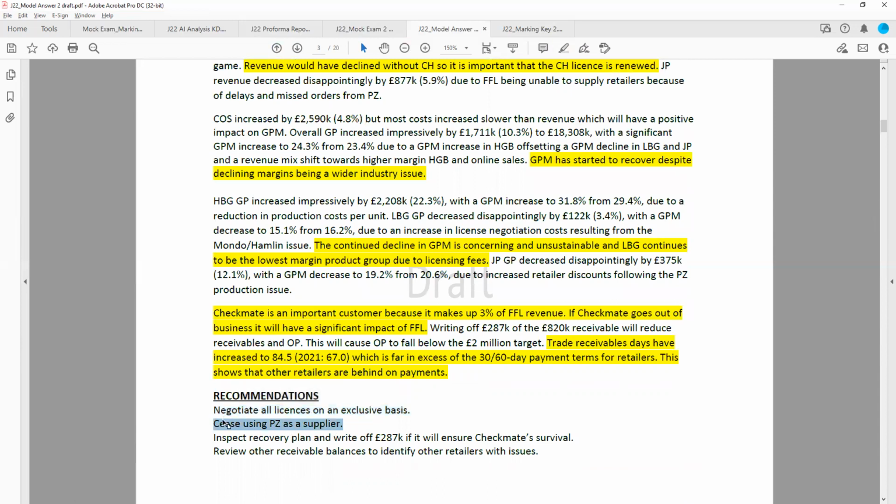PZ has been a problem in the past. It's caused a problem this year. Jigsaw Puzzles has gone down because of it, and Jigsaw Puzzles had done quite well before then. So cease using them as a supplier. And then a couple of recommendations on the one-off piece analysis.